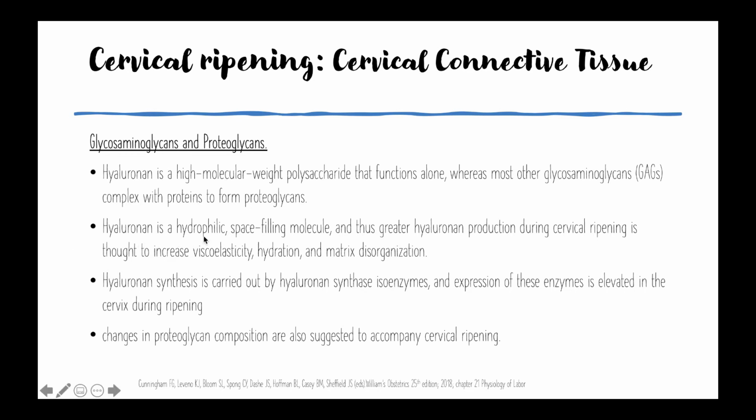Hyaluronan is a hydrophilic space-filling molecule, and thus greater hyaluronan production during cervical ripening is thought to increase viscoelasticity, hydration, and matrix disorganization. Hyaluronan synthesis is carried out by hyaluronan synthase isoenzymes, and expression of these enzymes is elevated in the cervix during ripening. Changes in proteoglycan composition are also suggested to accompany cervical ripening.